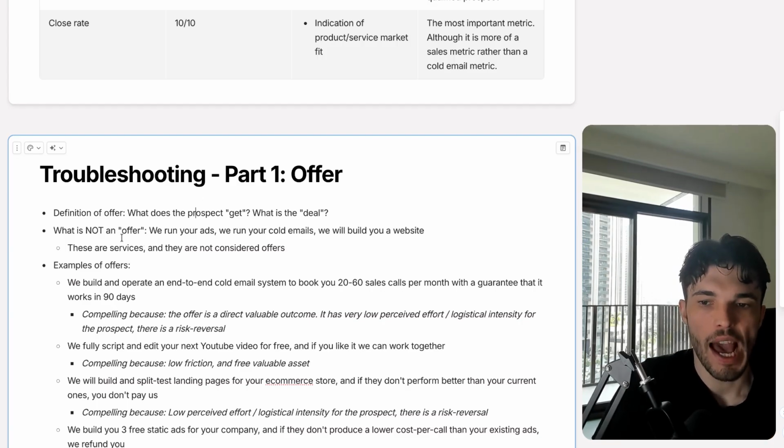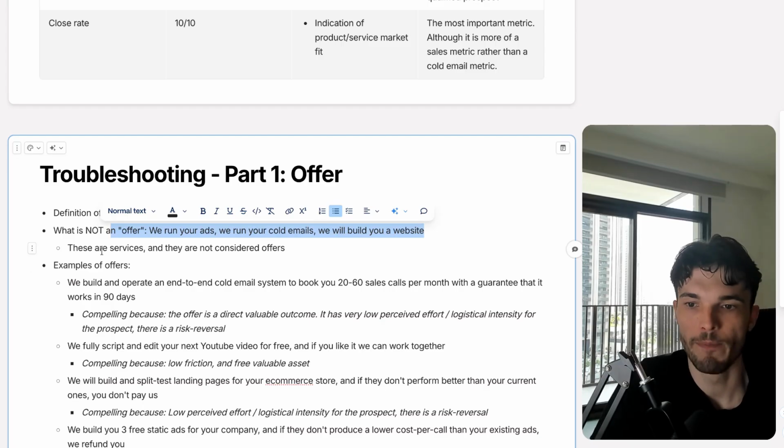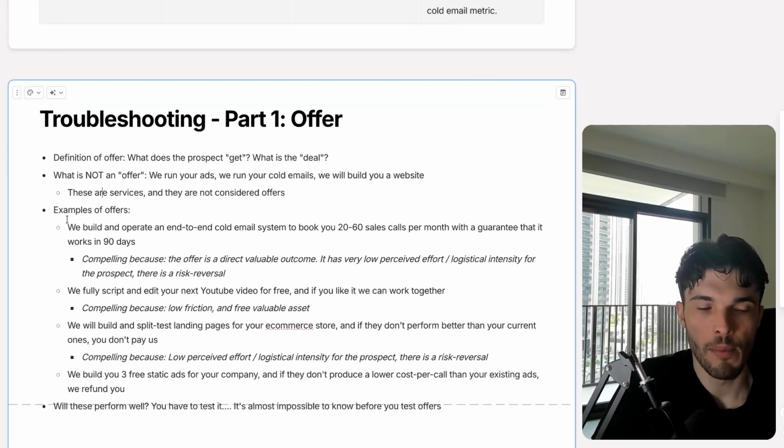That's the offer. An offer is not just mentioning your service. So it's not just saying, hey, we run your ads, we run your cold emails, we build you a website, right? These will not be offers. These are just simply services, right? So here's some examples of offers.